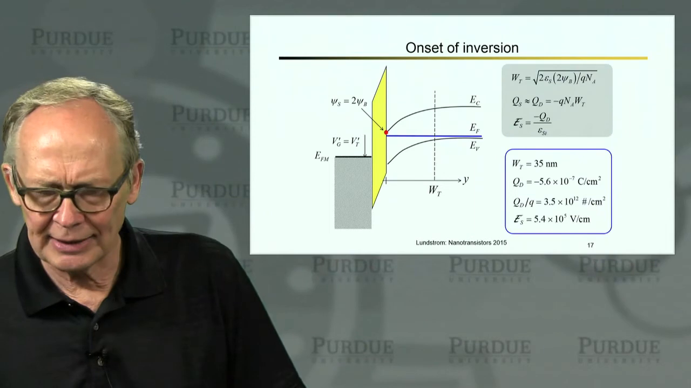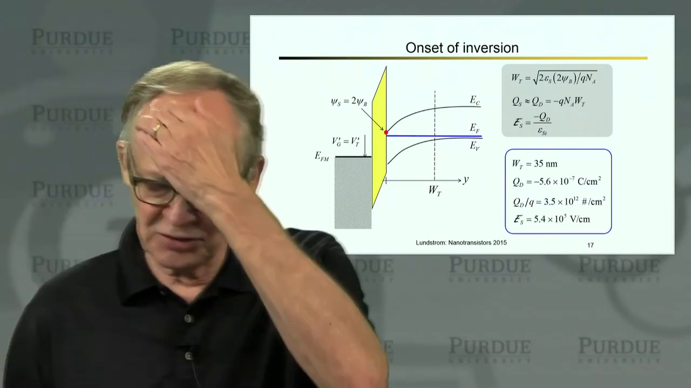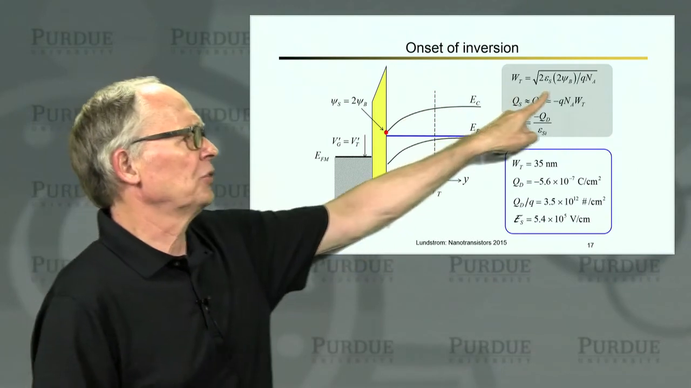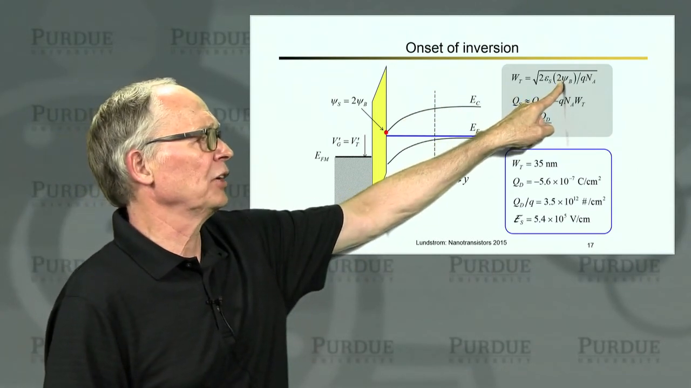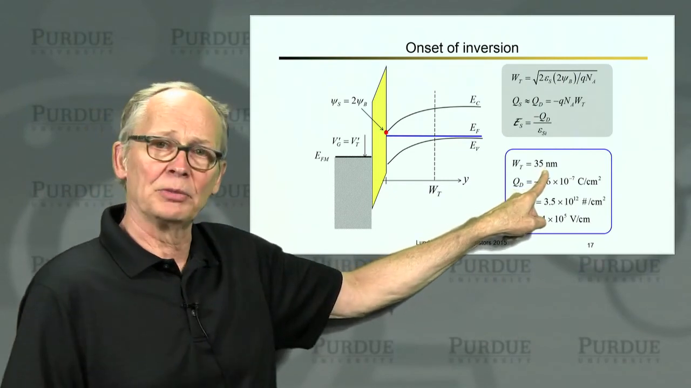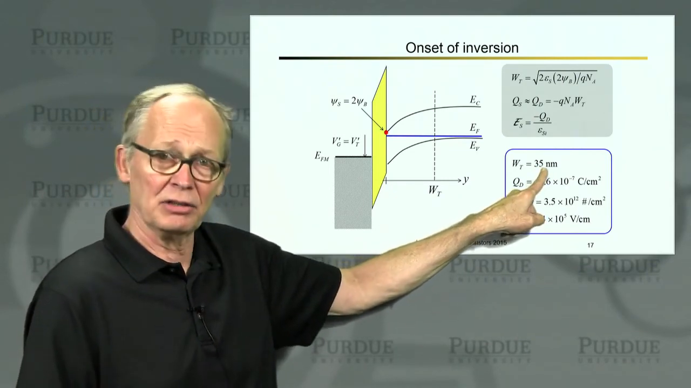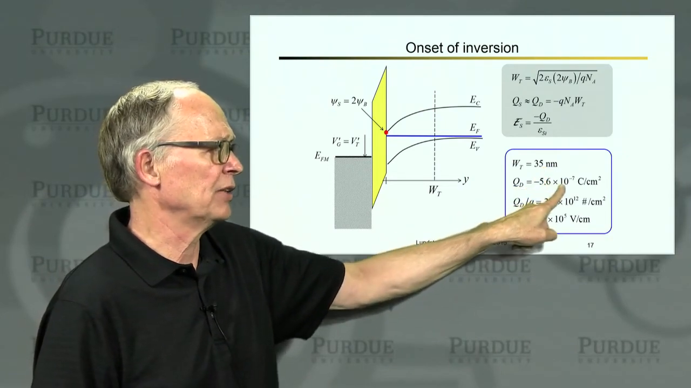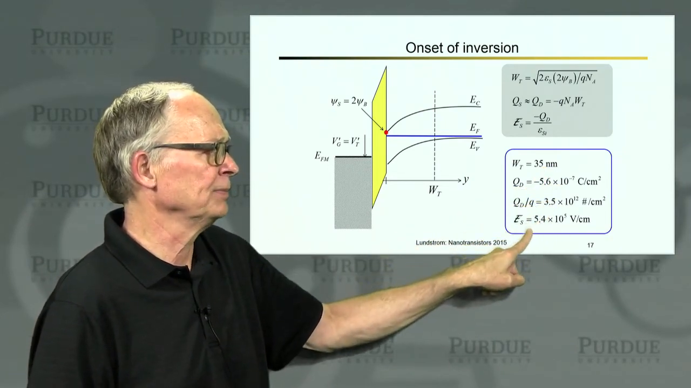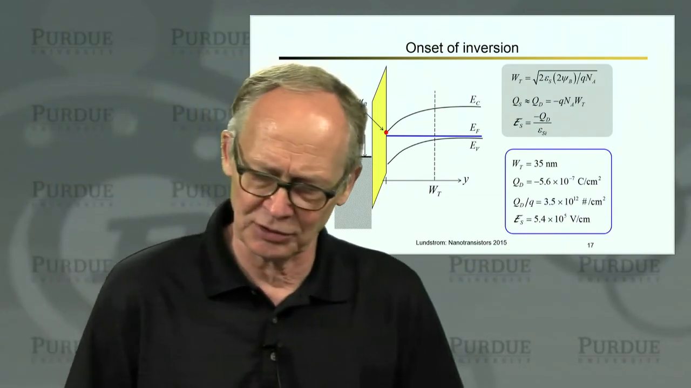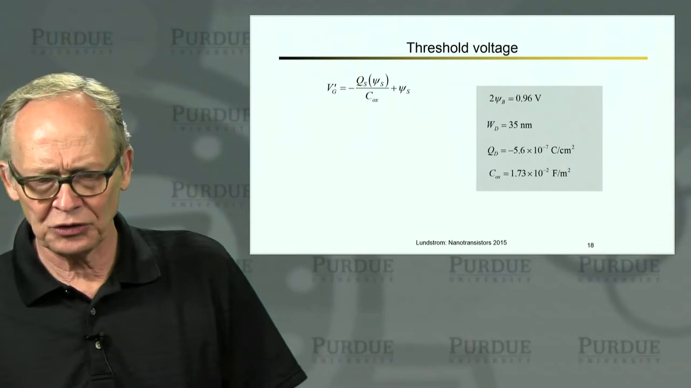Okay, so if we go ahead and compute some numbers, we can first of all assume that we put 0.96 volts in and bend the bands. We can then reevaluate our depletion layer thickness. It's now a little deeper. It's 35 nanometers now. We can reevaluate the charge in the depletion layer. We can reevaluate the electric field. It's now higher because the surface potential is higher. So we know those numbers.